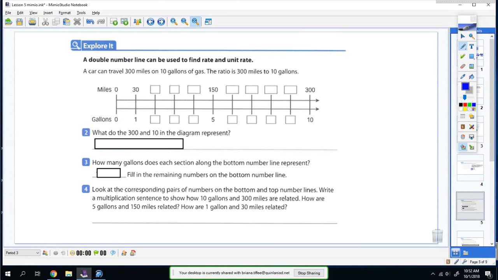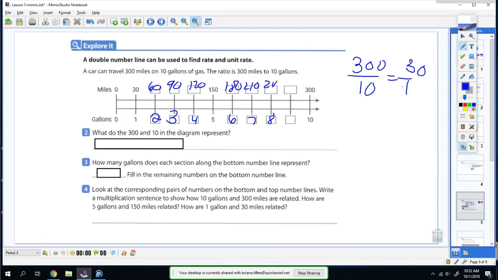Okay, a car can travel 300 miles on 10 gallons of gas. The ratio is 300 miles to 10 gallons. So the ratio is 300 to 10. So 1 gallon is 30. So it means if I had 2 gallons, I would have 60. 3 would be 90. 4 would be 120. 5 is 150. 6 is 180. 7 is 210. 8 is 240. 9 is 270.